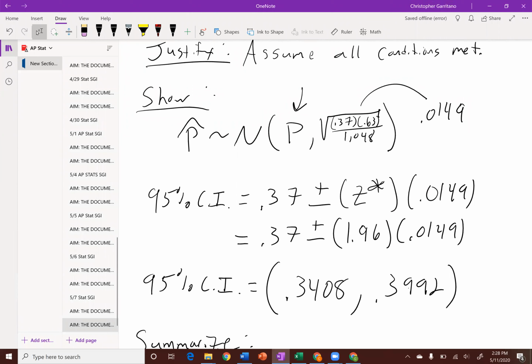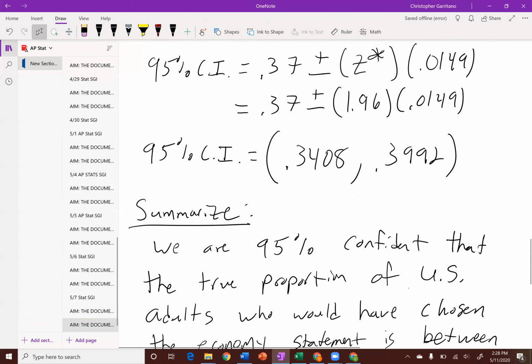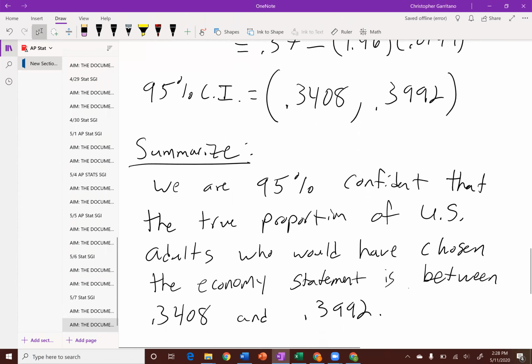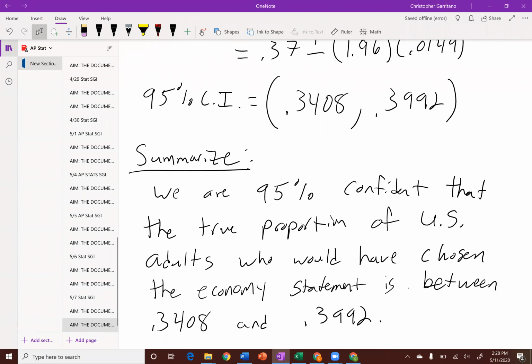Now, so that's your confidence interval, let's interpret what it means. It means that we are 95% confident that the true proportion of US adults who would have chosen the economy statement is between 0.3408 and 0.3992. There you have it, that's part A.